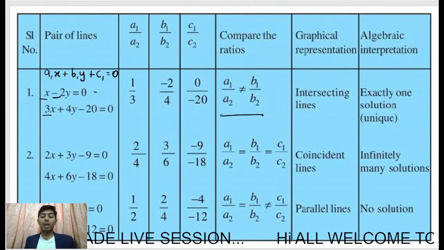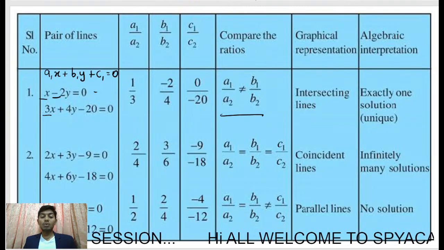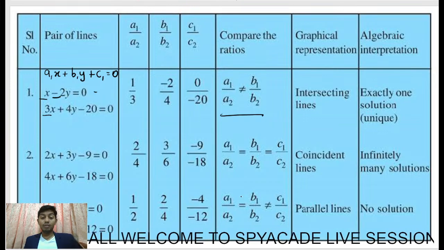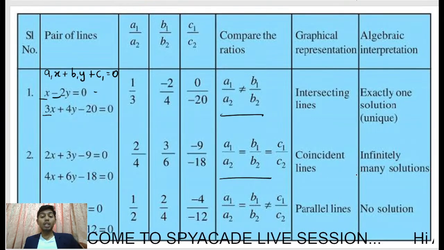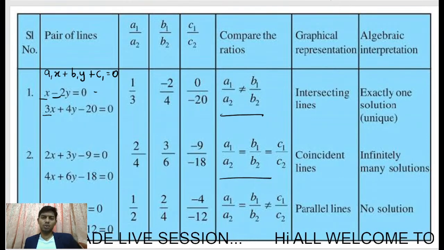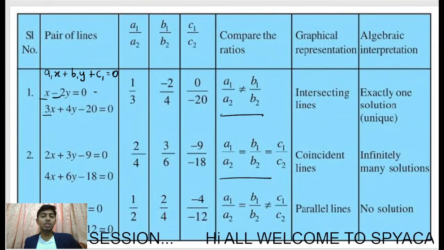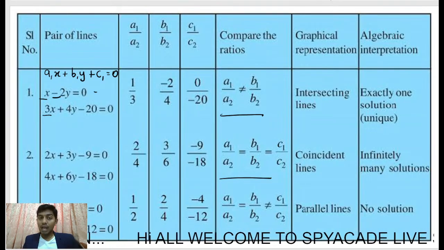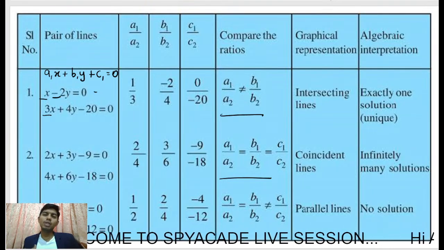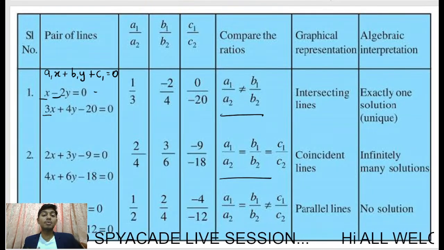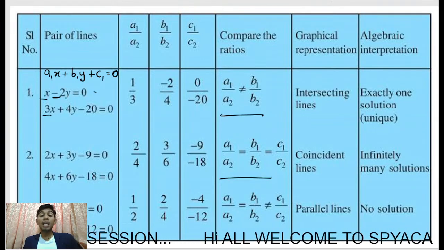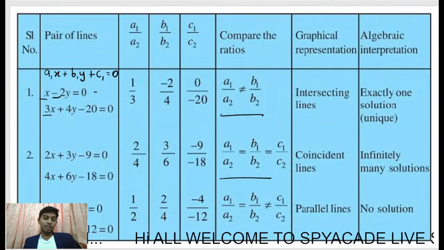In such a case, if a1 by a2 is equal to b1 by b2, which is equal to c1 by c2, then it is going to be coincident lines, infinitely many solutions, which means if you substitute some value for x, then you will be getting some other value for y. Likewise, however many values you require, you can substitute some numbers and you will be getting some answers, right? So that is infinitely many solutions.